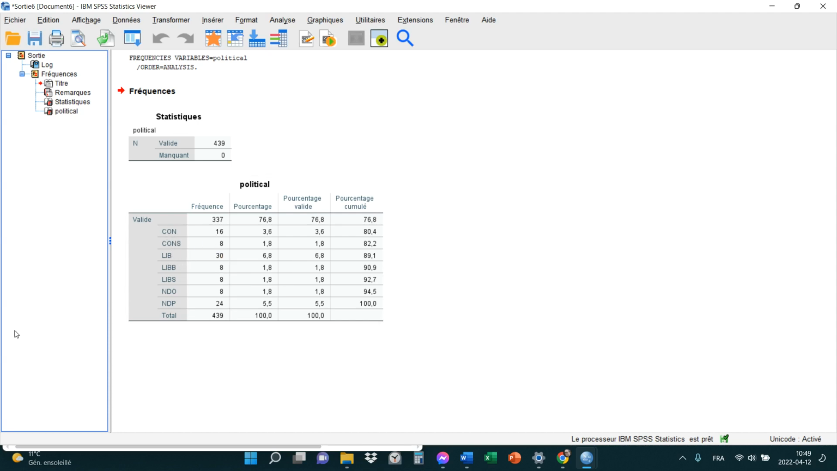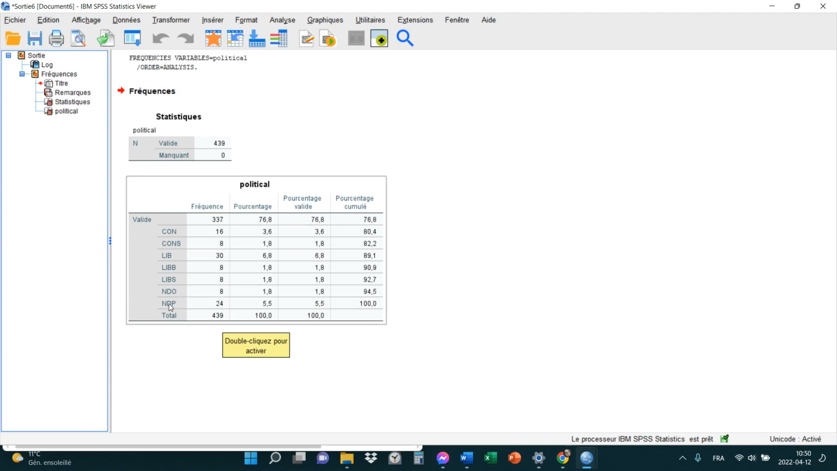Same thing with lib. Les libéraux, ça devrait être LIB. I got 30 cases that are the correct code, lib, but I got 8 cases where it's like libb, there's a double B, and there's one code that's like libs, there was an S, 8 of them, 8 cases actually, right? So that's a problem. That's not 30 lib and 8 libb and 8 libs, it should be 46 lib, right?